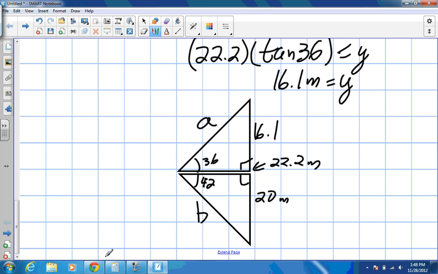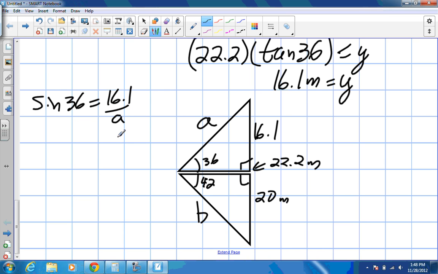I have this angle here, 36 degrees, and I need to find the hypotenuse of this triangle. Well, I have the opposite side. So which ratio deals with opposite and hypotenuse? Sin, right? So we have sine 36 is equal to opposite, which in this case is 16.1, over A. Or I also have the adjacent side, which is 22.2, which means I could have used cos 36, adjacent being 22.2, over hypotenuse, which is A. Both of those will help solve for A in this triangle here.